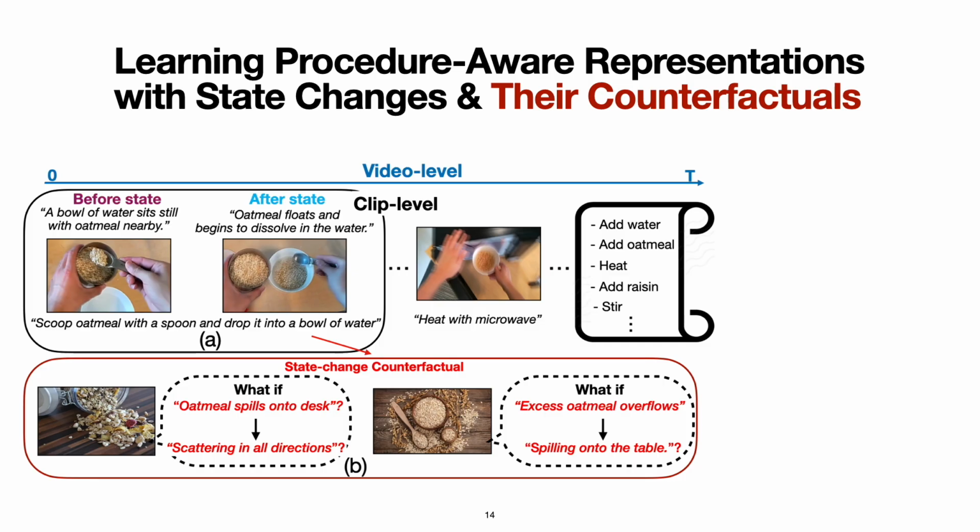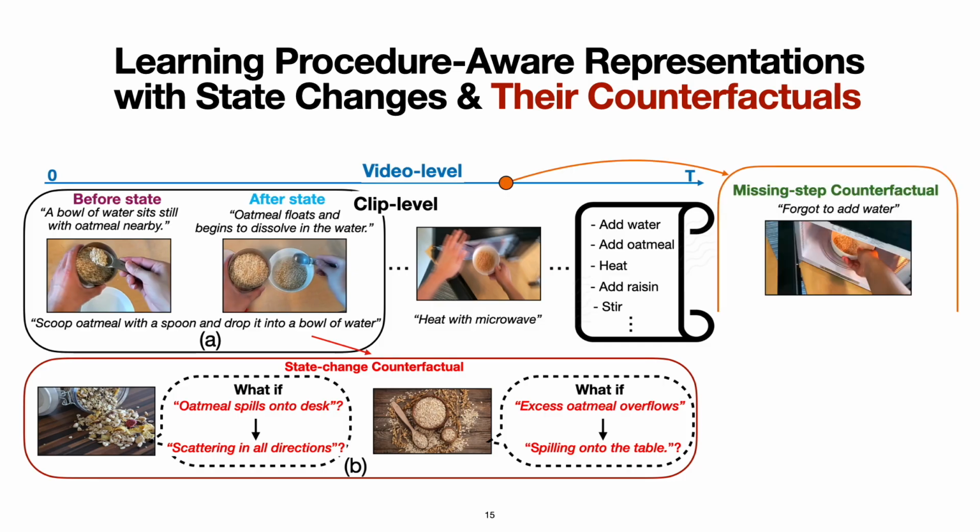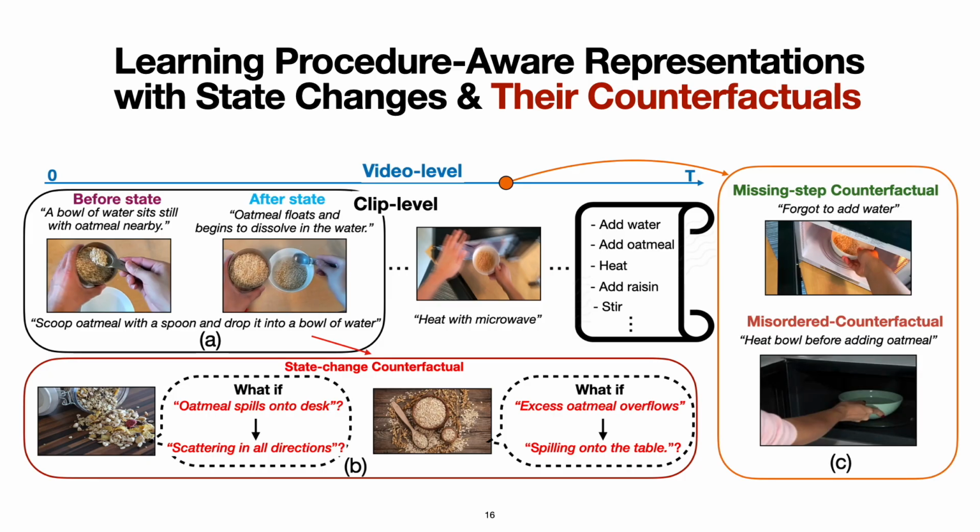To further extend state change counterfactuals from the short clip level to the more global video level, each composed of multiple clips, we fed Llama with a sequence of short clip narrations that together compose a complete video. We asked it to generate missing step counterfactuals by removing key steps from the sequence and producing text that describes what would happen in such counterfactual scenarios.